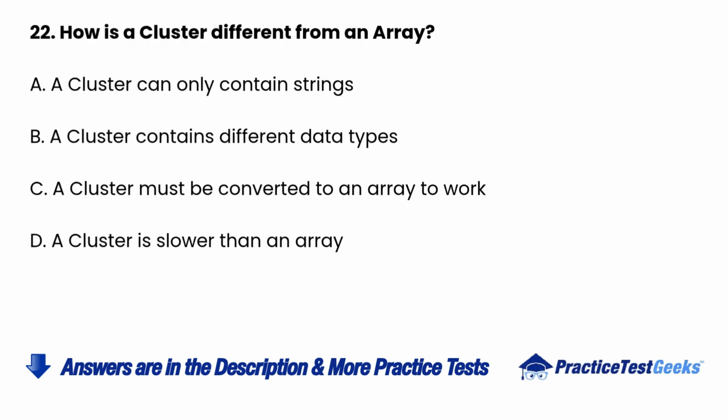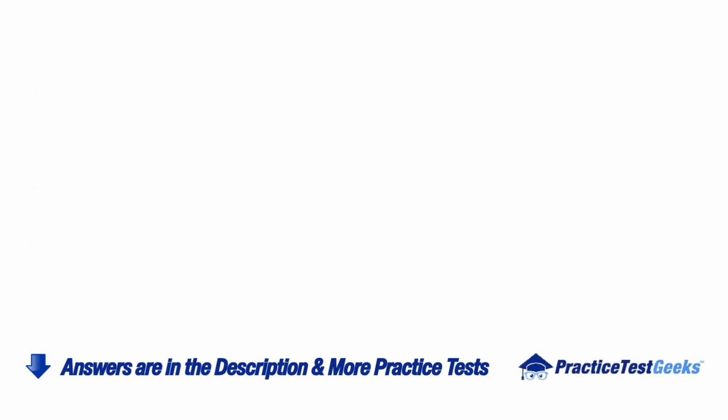22. How is a cluster different from an array? A. A cluster can only contain strings. B. A cluster contains different data types. C. A cluster must be converted to an array to work. D. A cluster is slower than an array.